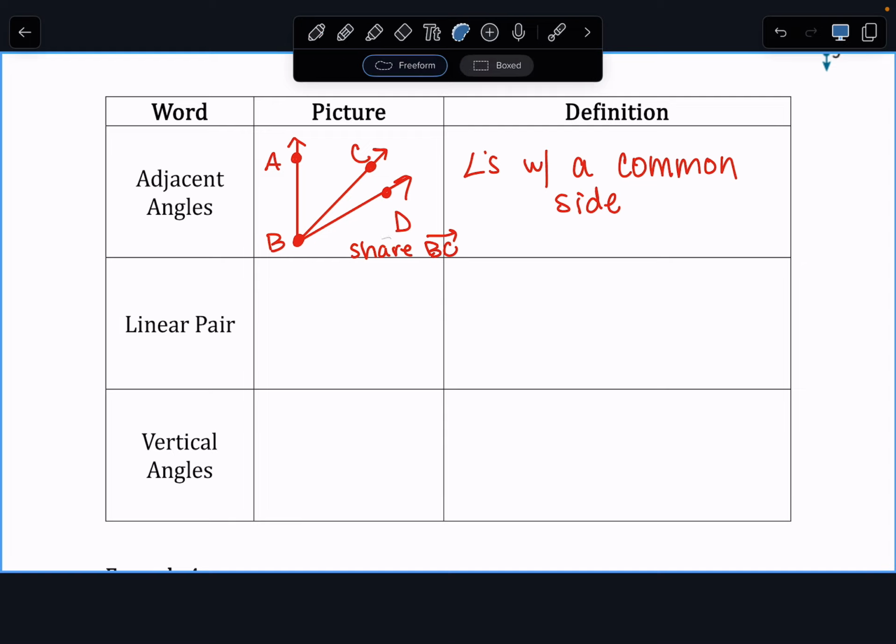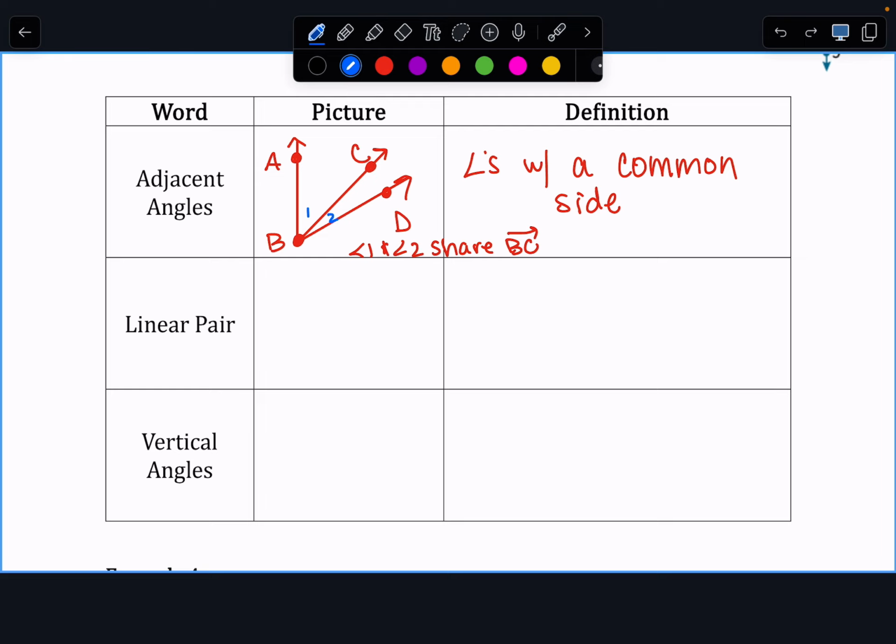I'm going to move this over a little bit. I'm going to call this angle 1 and angle 2 so I don't have to write as much. Angle 1 and angle 2 share side BC. Is ABD not adjacent? No. If ABD was adjacent to somebody, it would have to be like this. BC is interior, and so that's the common side that we share.